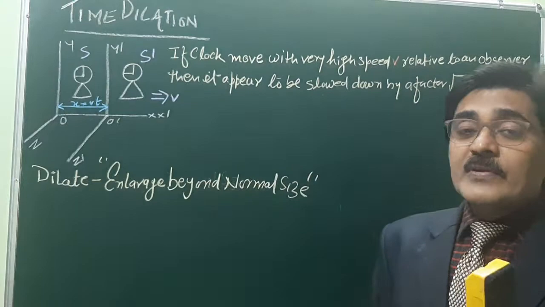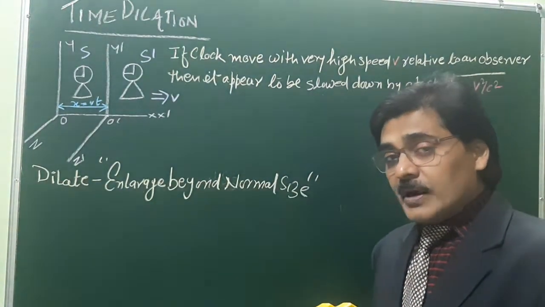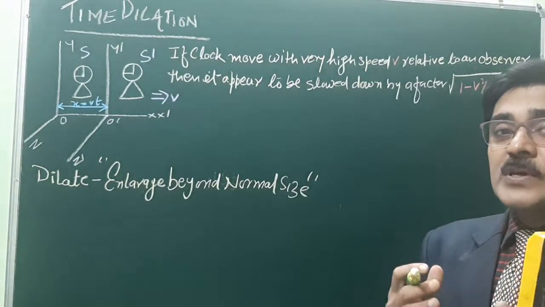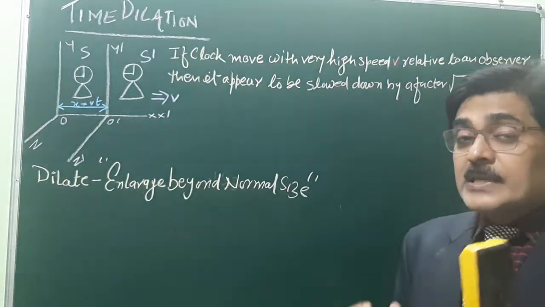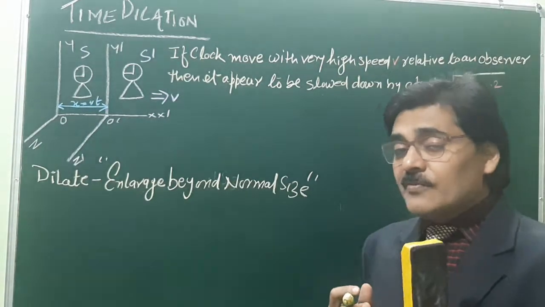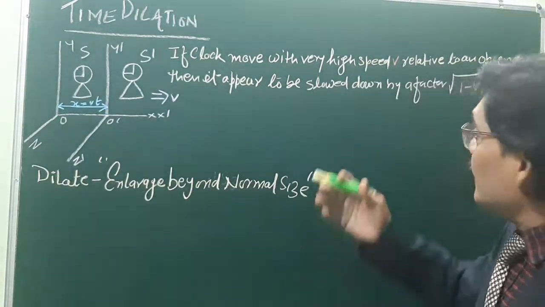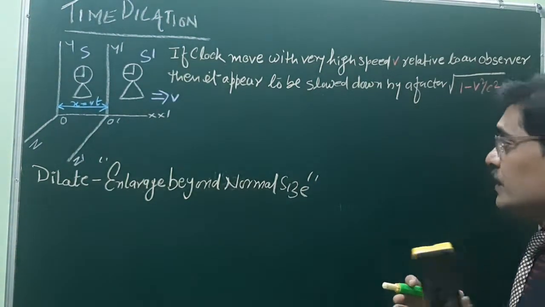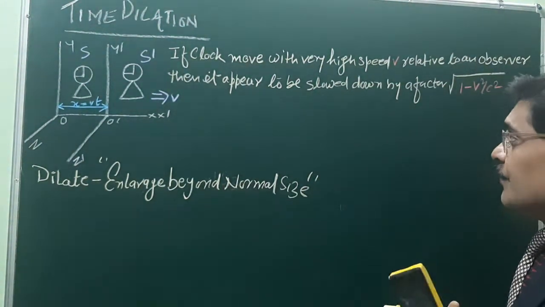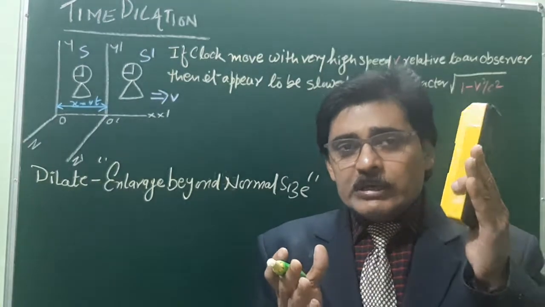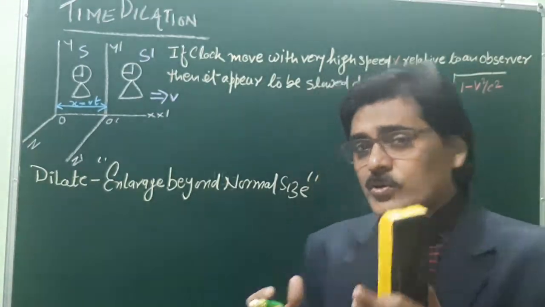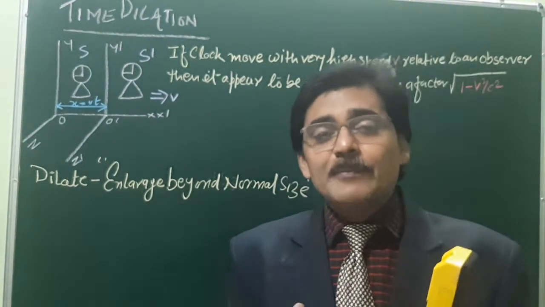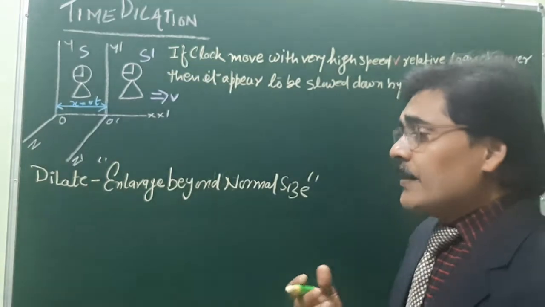This particular factor is already implemented in length contraction. Which factor? Under root 1 minus v square upon c square. This is the main factor which affects length contraction as well as time dilation in this case. So the clock moving with very high speed relative to an observer appears to tick at a slower rate due to the under root 1 minus v square upon c square. So this is called time dilation. So what is time dilation?